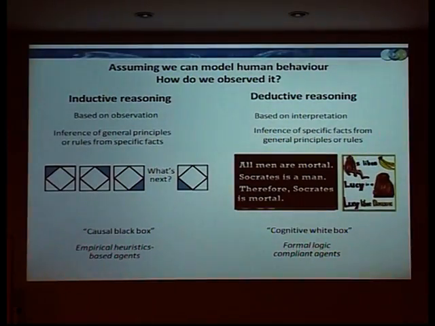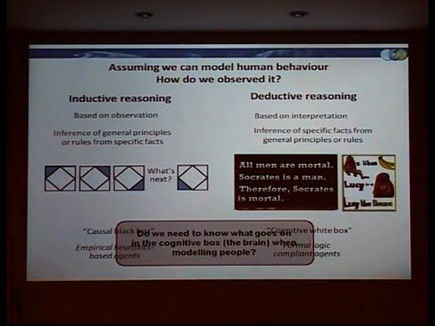Now we use a bit of both in the way we do science, but it's important to remember that there are different ways of looking at the world and observing the world. So just a little bit about the cognitive box, what goes on. Do we need to actually know what goes on in the head when we're trying to model people?